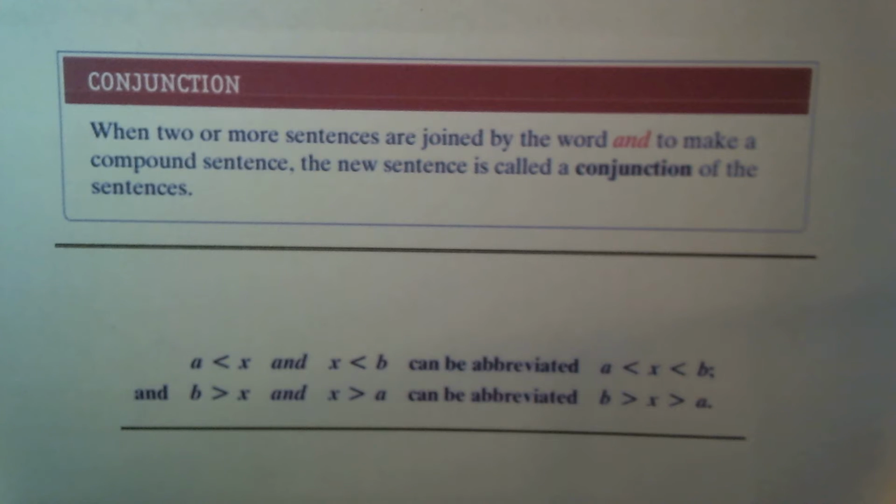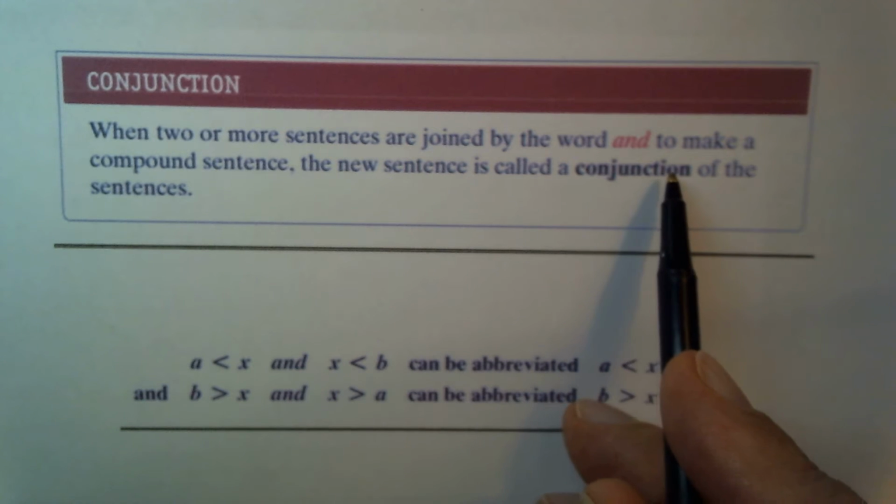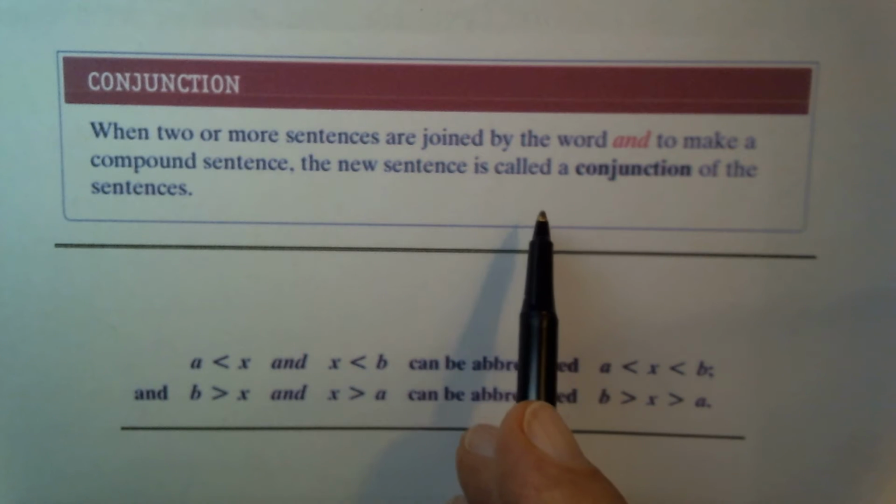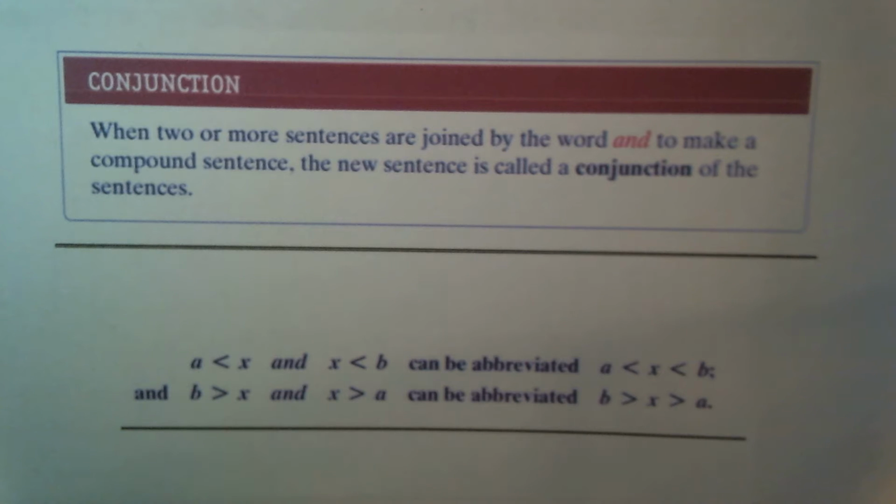Next, let's talk about conjunction. And that happens when two or more sentences are joined by the word and to make a compound sentence. The new sentence is called a conjunction of the sentences. For instance, here we have A less than X and X less than B. It can be also abbreviated as A less than X, X less than B. In other words, two conditions have to occur in a conjunction, two or more conditions. Similarly, B greater than X and X greater than A can be abbreviated as B greater than X, X greater than A. So that's notation.